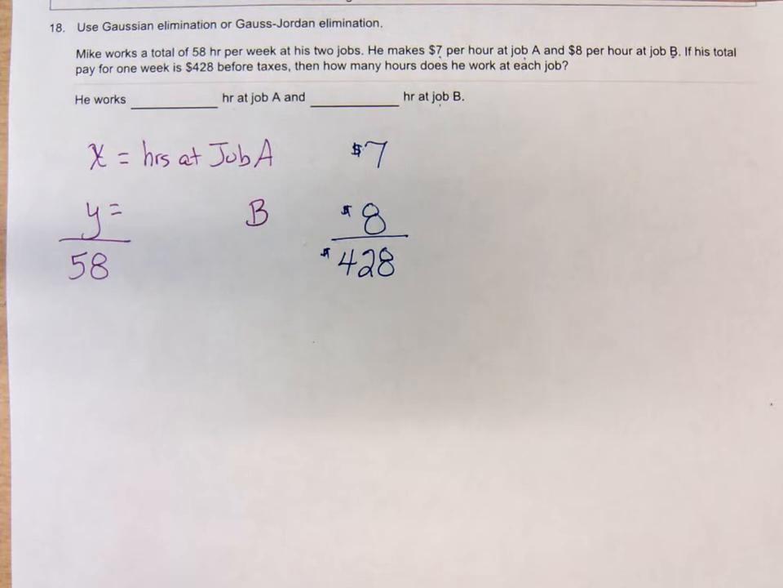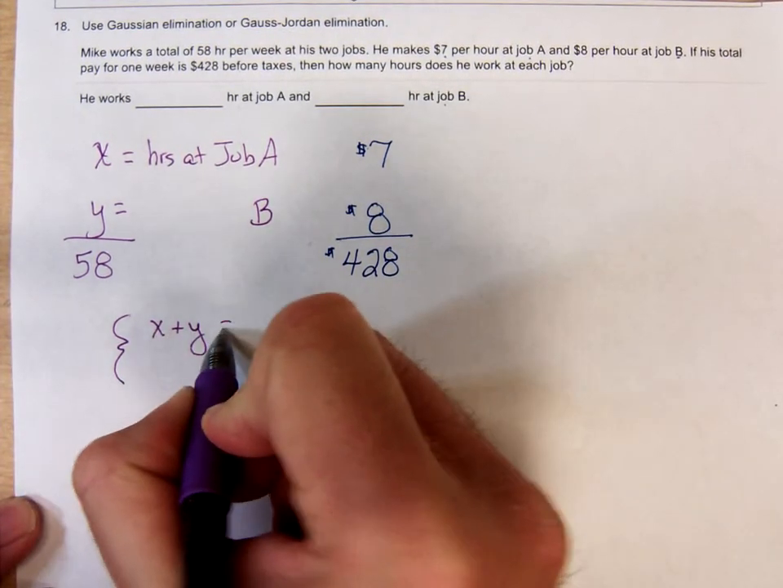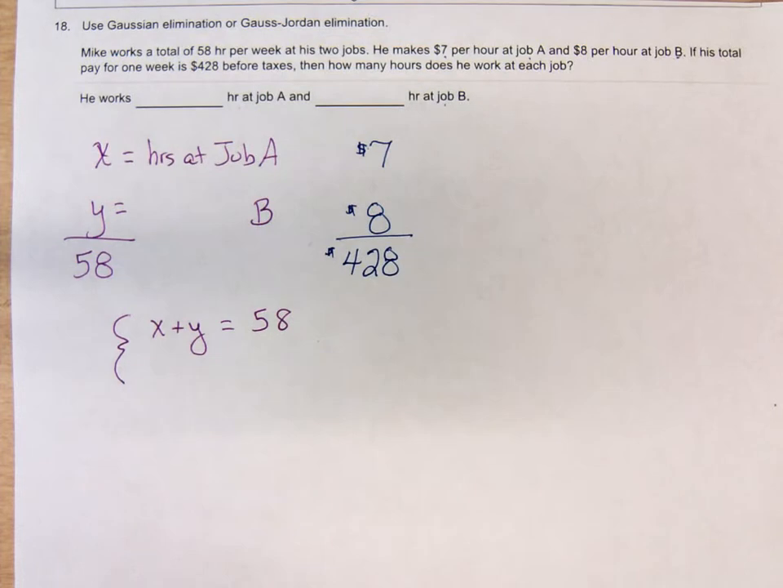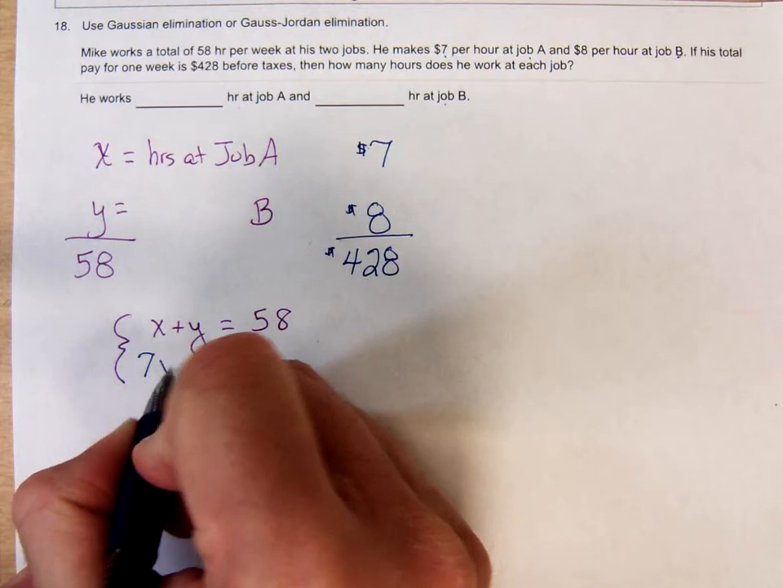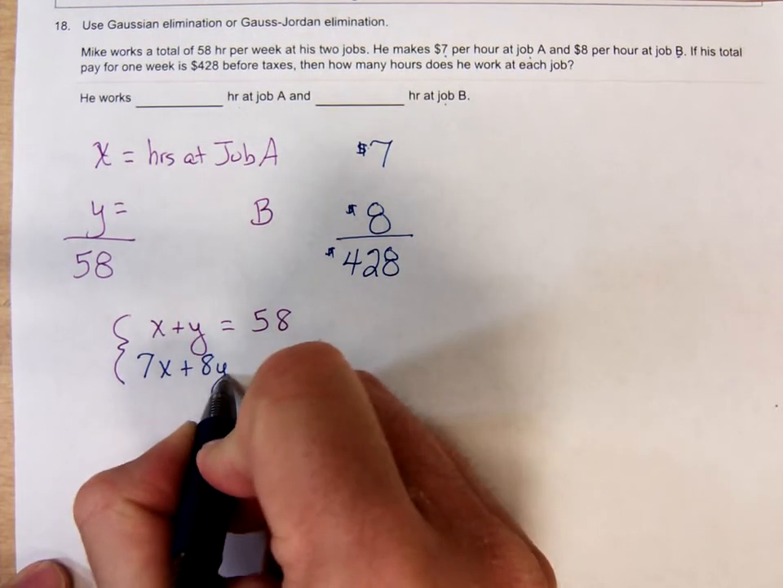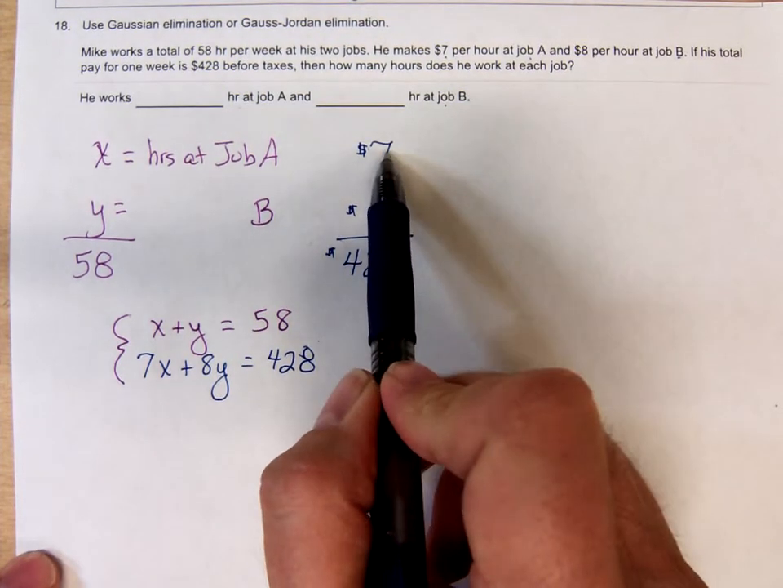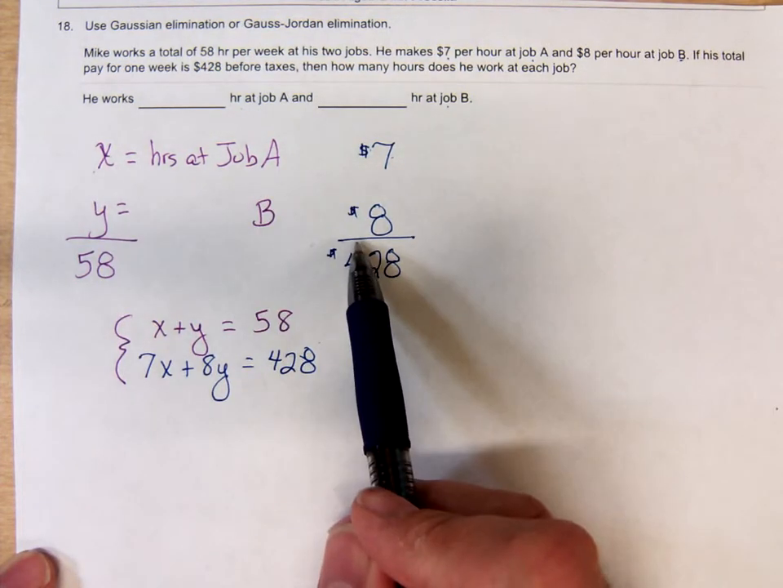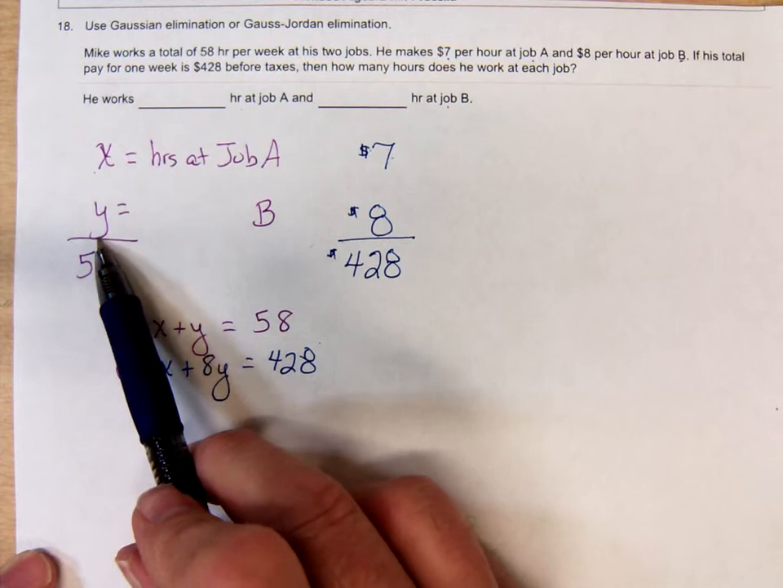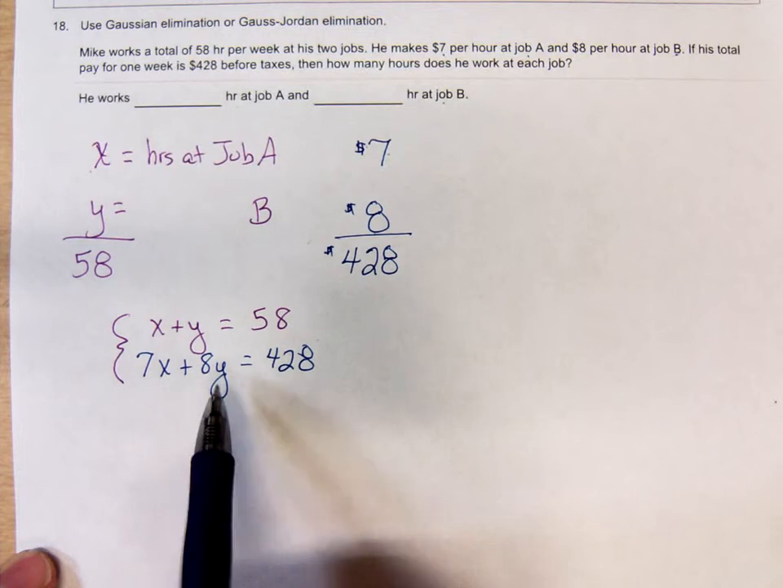So what are the 2 equations? Well, X plus Y is 58. And if y'all got the hang of it, what's this one going to be? It'd be 7X plus 8Y equals 428. He's getting paid $7 for every hour he works at job A. He's getting paid $8 for every hour he works at job B. Okay. So 7X plus 8Y.